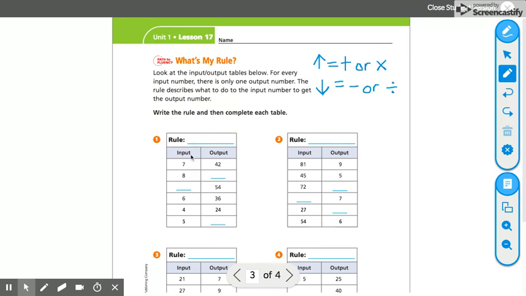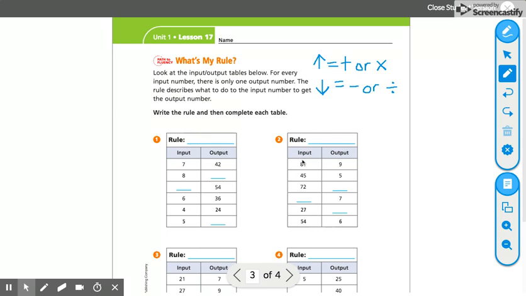So first off, I look at this, and you'll see my input side and the output. I like to think of it as a machine. I put in my input number, and I have to figure out how it's spitting out this number. There's a couple tricks that you can use to help figure it out, and I wrote a little key up here. If the number is going up, so from 7 to 42, there are only two ways a number can go up. I can either add another number on, or I can multiply it by a number to make it go up.